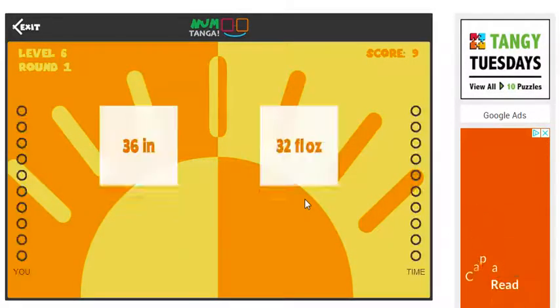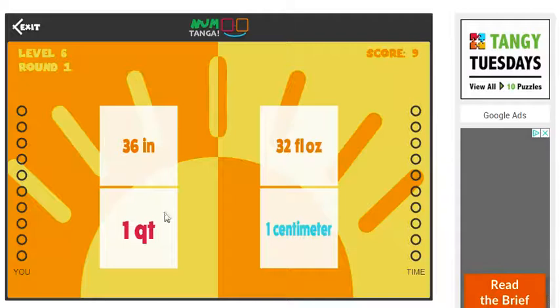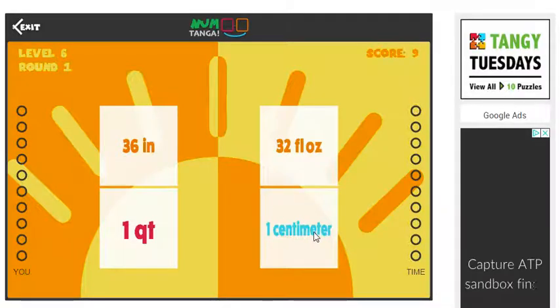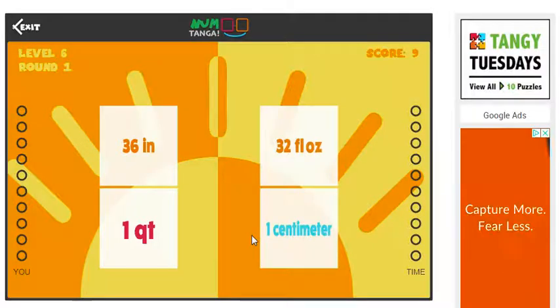So if we look here, we can see that students are having to find a measurement from one side that matches a measurement on the other. And these might be difficult because students might not know some of these, but I can guarantee you after playing NumTanga for a little while, they'll pick up on these measurements and they'll pick up on these conversions.